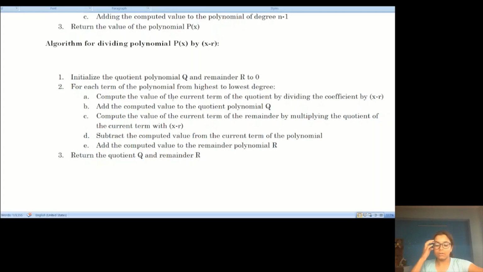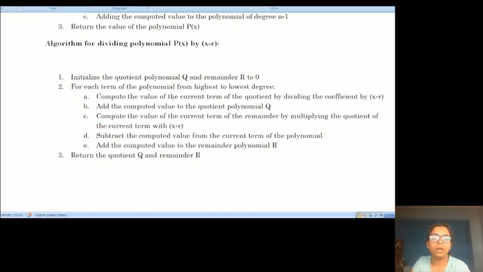Now we will just use the polynomial and divide it. After dividing by x minus r, we would get a coefficient term, that is the term that we have to generate.